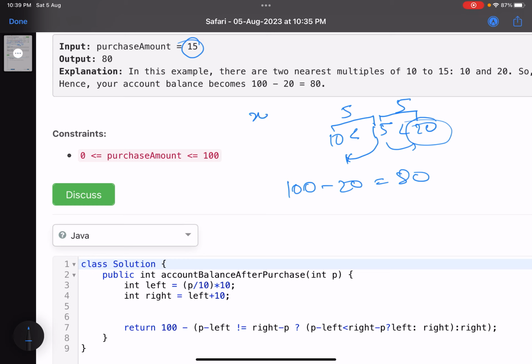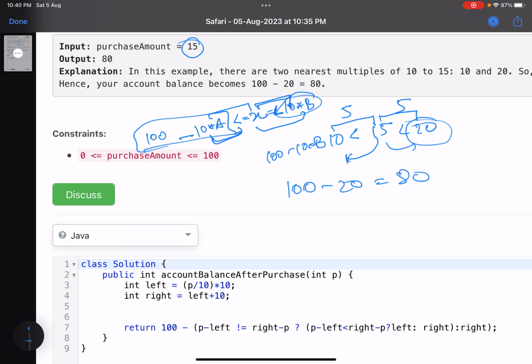Given a value x, a brute force approach is to find the greatest multiple of 10 which is just less than or equal to x, let's call it 10 times a. Find the smallest multiple of 10 which is just greater than or equal to x, let's call it 10 times b. Find the absolute difference between them. If the difference to 10a is less, return 100 minus 10 times a. If the difference to 10b is less, return 100 minus 10 times b, because 10 times b is what you spend, right? Otherwise 10 times a is what you spend.